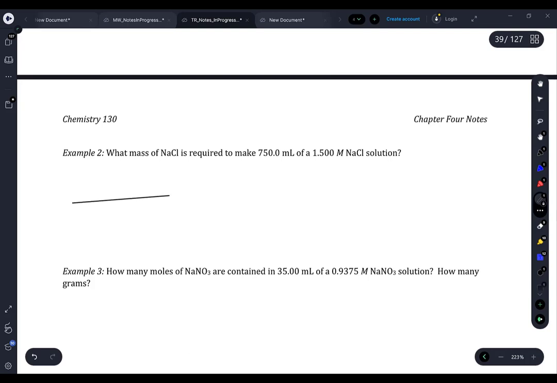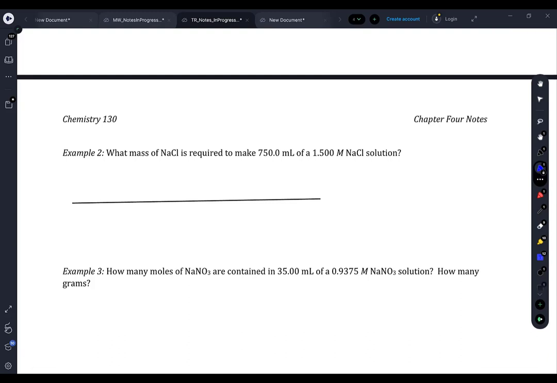So we're gonna need a conversion here. So I've got 750 milliliters of, there's only one solution in this problem, right? So I'm just gonna write milliliters of solution. Now I need to get that to liters. So how many milliliters in a liter? That's a number that should be memorized. 1,000.